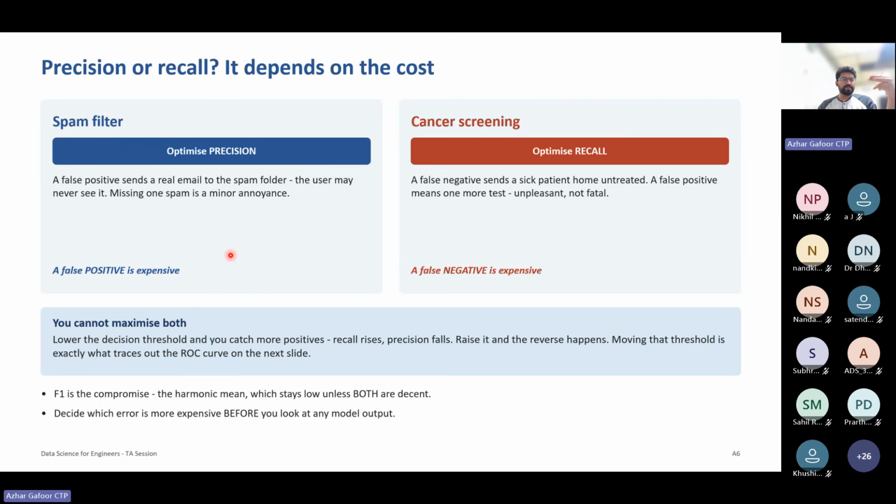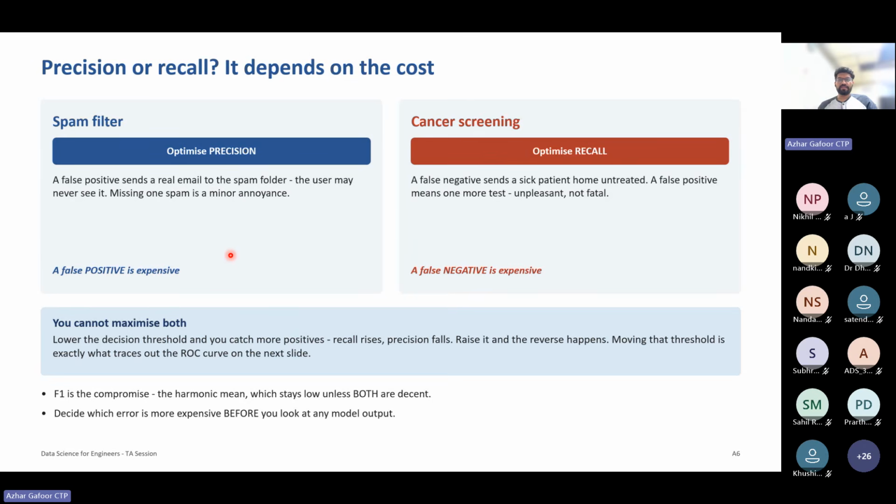Missing one spam, say one spam email comes to our main inbox, is not a big problem. But missing one of our important emails is a problem. So in the case of a spam filter, we have to optimize precision, because a false positive is expensive here.